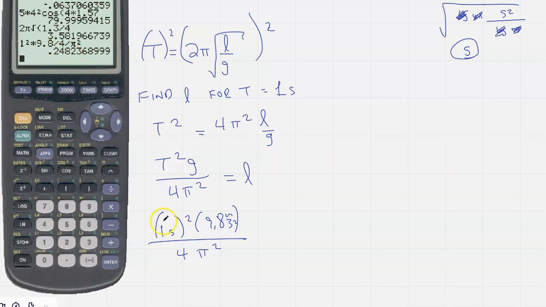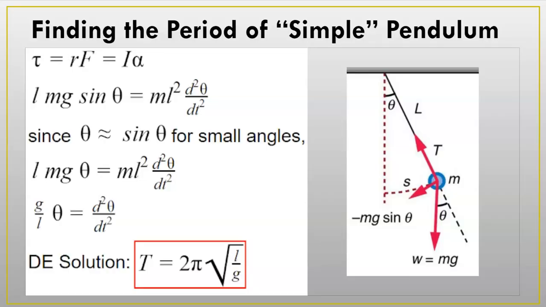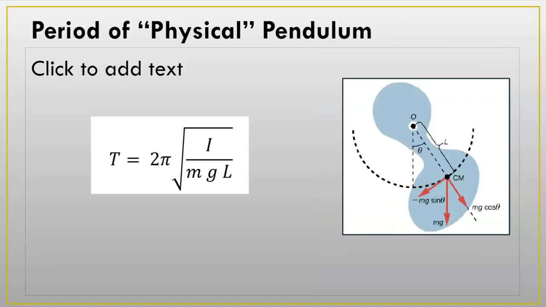That's a decent length. About 25 centimeters. Okay. About as long as your forearm, maybe. Something like that. If you had it twice as long, you know, that's going to change the period. The longer you stretch this thing, then the more time it's going to take to go back and forth. So that's handy. All right.